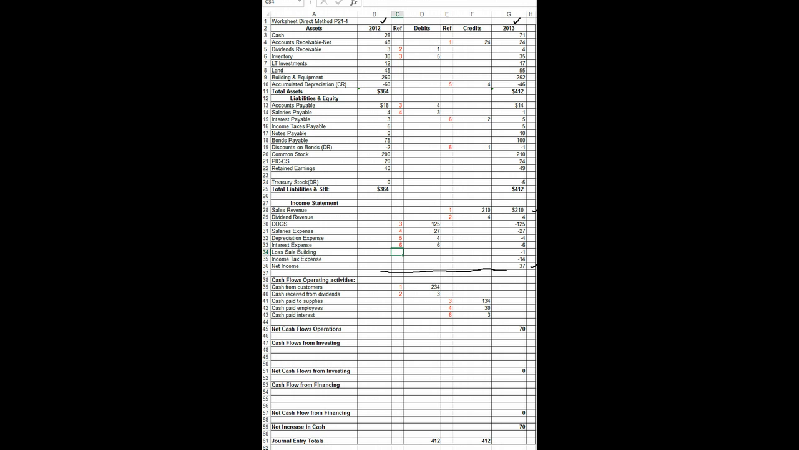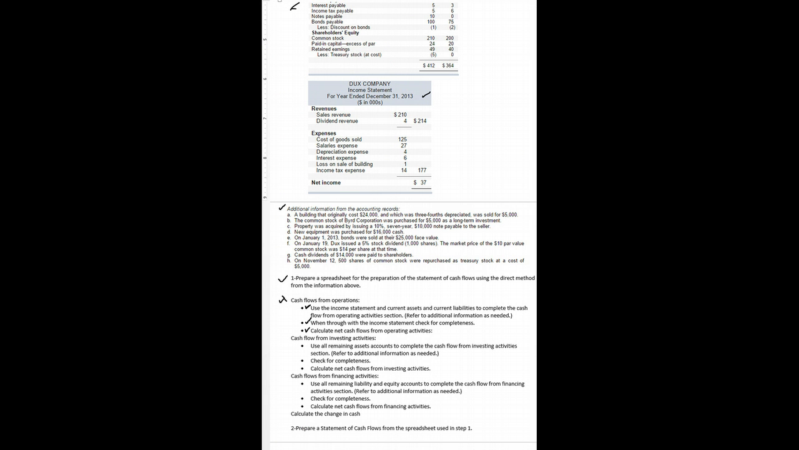A loss on the sale of building will be transaction number 7, and a loss is a debit of 1 because losses have debit balances. You're not going to be able to get the information you need from looking at accounts because we're going to need to know the facts of that transaction. Let's go back to our additional data. So, item A says a building that originally cost $24,000 and was 3/4 depreciated. 3/4 of 24,000 is 18,000, and it was sold for 5,000.